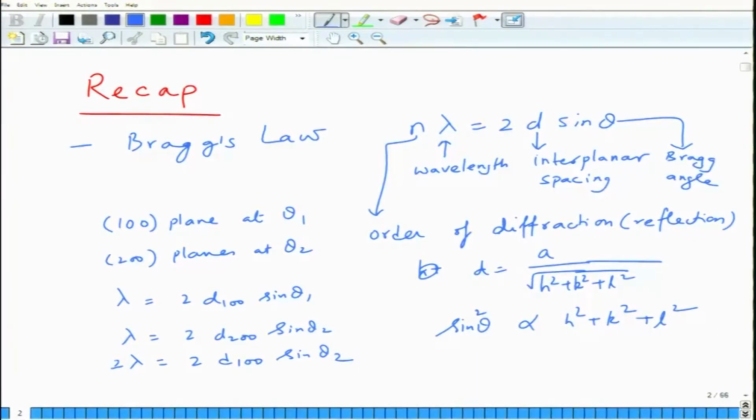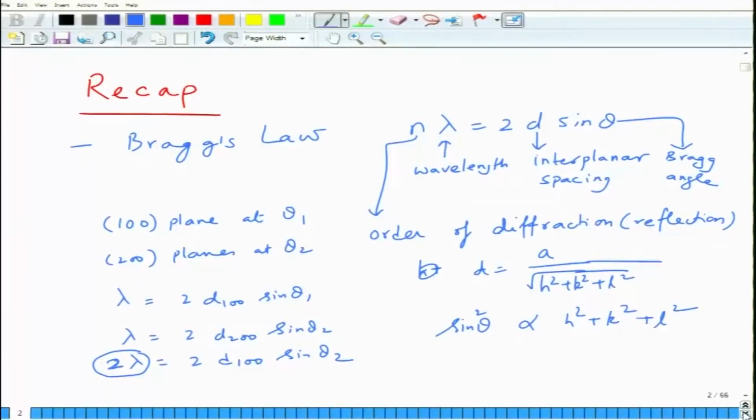So essentially what I mean to say is that at higher angles the first order 200 reflection is the same as the second order 100 reflection, because your path length now has become 2 lambda. In the previous case the path length was lambda. So this is what it means.